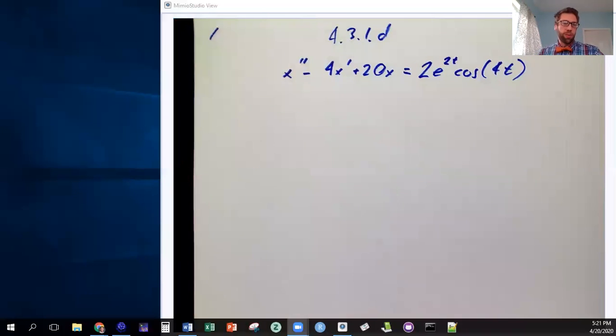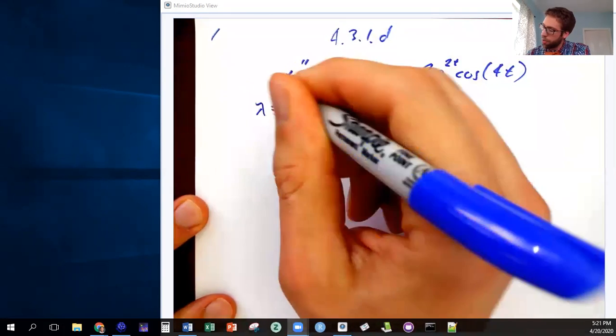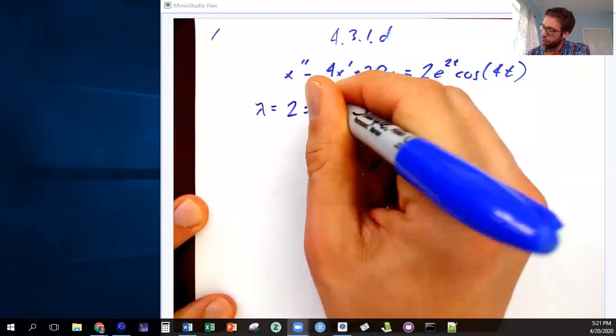All right, this is differential equations, section 4.3. We're doing activity 4.3.1, part D. So here we have this differential equation, whose left-hand side is the same as part C, where we had lambda equals 2 plus or minus 4i.